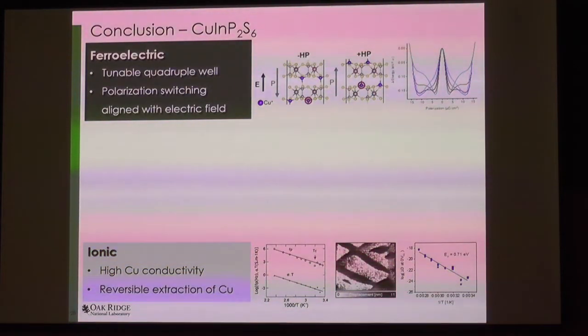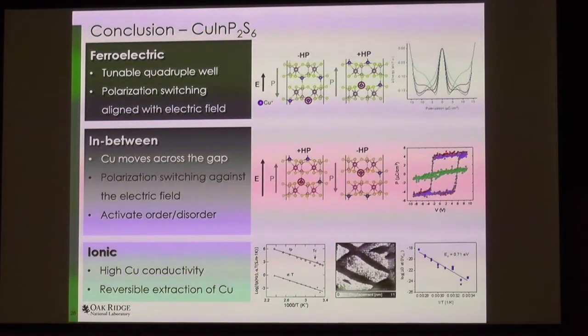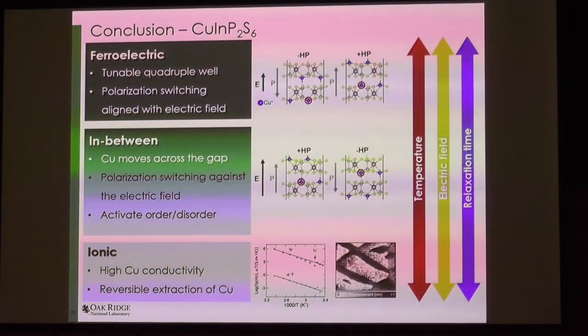But the regime that's really interesting is the regime in between the purely ferroelectric behavior and the purely ionic behavior, where we can move copper across the gap, which allows us to switch the ferroelectric polarization against the electric field, or even deactivate polarization switching altogether and then reactivate it again. And we can do that using temperature, electric field, and relaxation time.